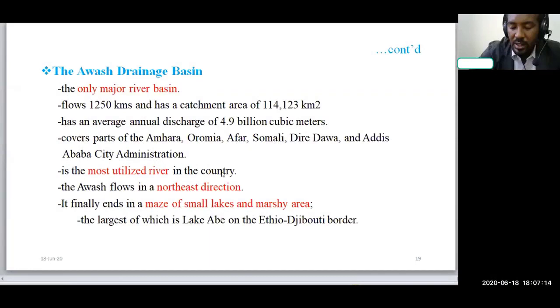Entoto Hills are considered as the sources of flood to this river. As you can imagine, the total distance that this river travels. This river visits part of Amhara, Oromia, Afar, nearly six regions. As a result of its journey, crossing many parts of many regions of Ethiopia, the Awash River is the most utilized river in Ethiopia, the most utilized.